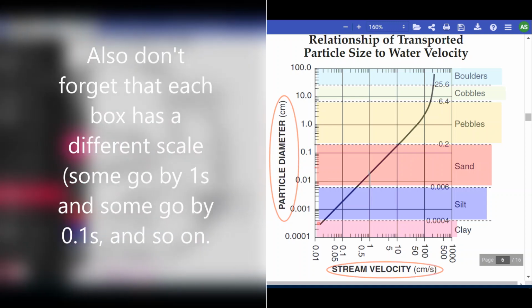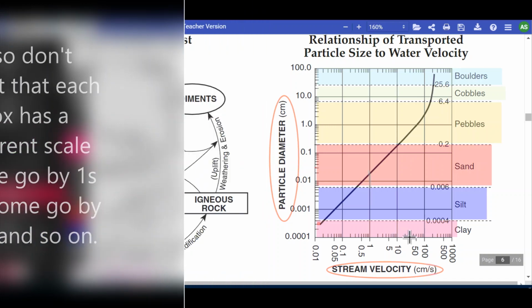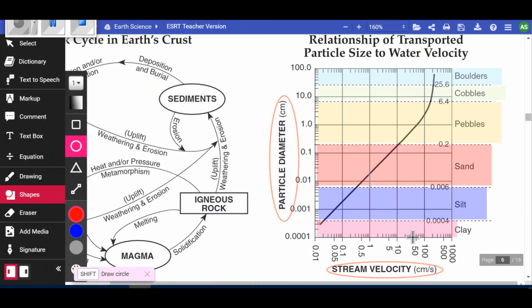And then we also have to pay attention to the scale. The scale is very odd. It goes by a different amount in each section. So here it's going by 0.1, 0.2, 0.3, 0.4. But here it goes by ones. Here it goes by tens, 10, 20, 30, 40, 50. Here it goes by hundreds. So that's the number 2 thing, to pay very close attention to each box having a different scale on its own.